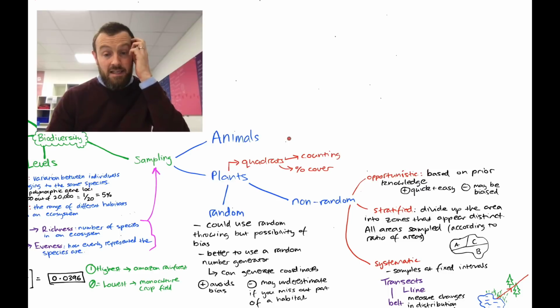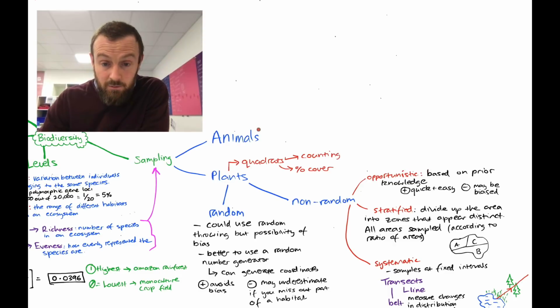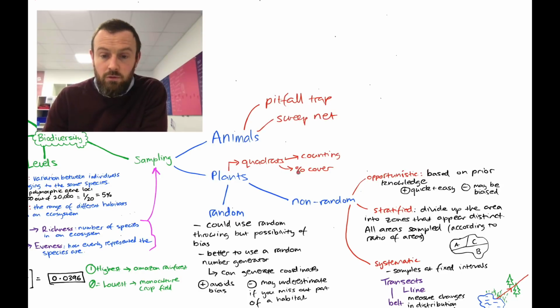There's a couple techniques that you need to be able to talk about. So the three that I'm going to focus on are, first of all, pitfall trap. Second of all, sweep net. And third of all, something called a Tullgren funnel.